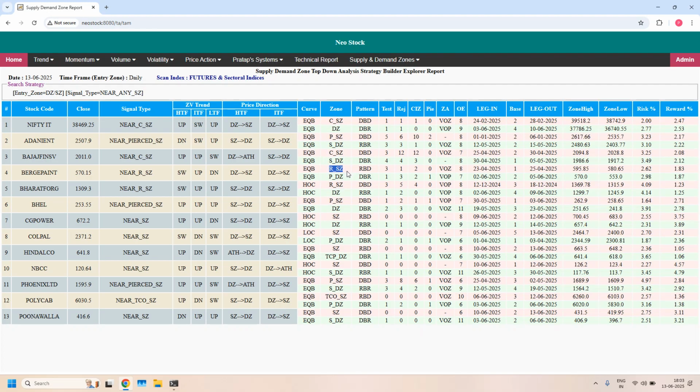Next one is Berger Paints having a daily high liquidity supply zone. And then Bharat Forge is also having a daily high liquidity supply zone. That's it. We got 3 daily high liquidity supply zones from this list.